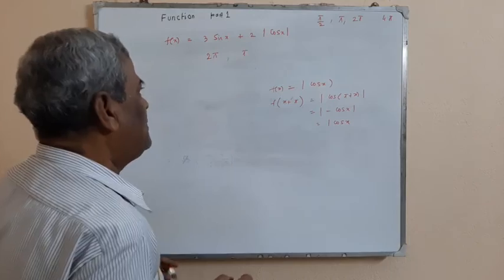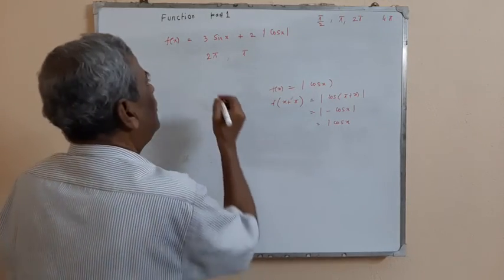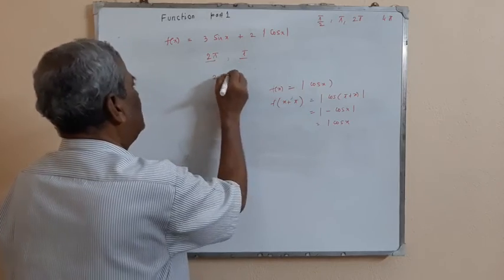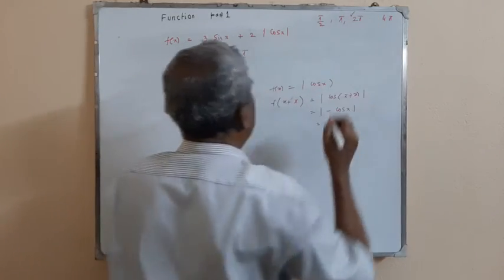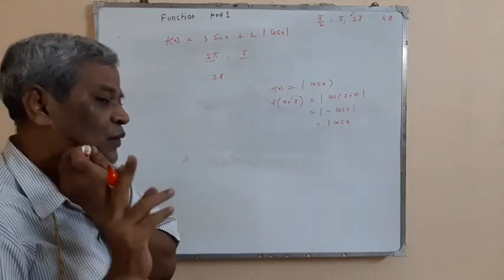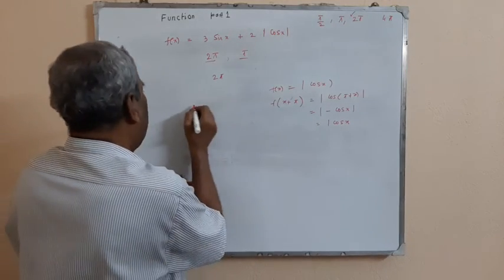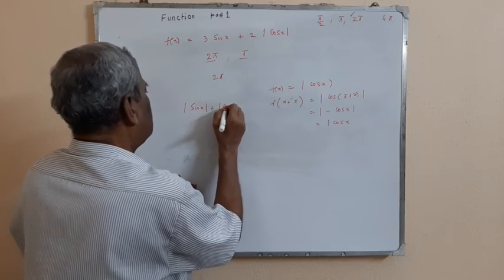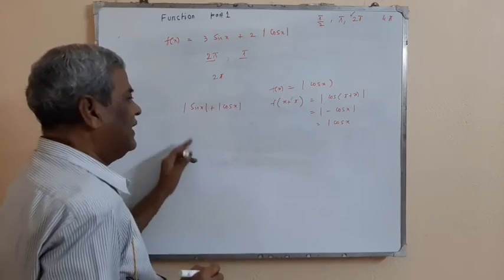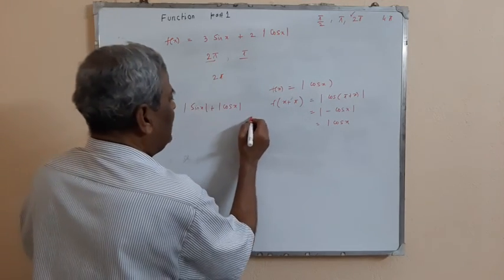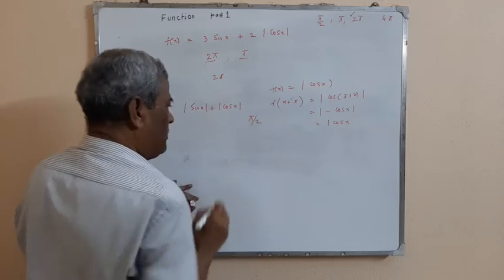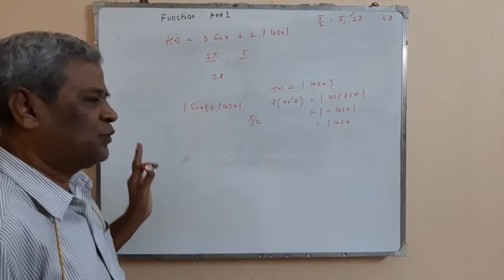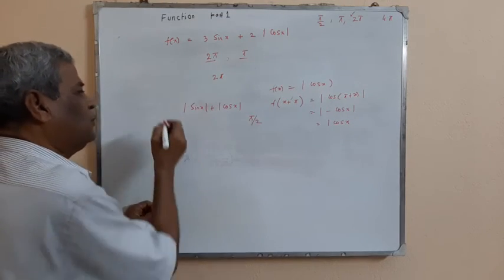Now the actual answer is the LCM of this and that, which is equal to 2 pi. So this one is the correct option, 2 pi. One important thing I tell you: mod of sin x plus mod of cos x, its period is pi by 2. Try to remember it. You have to remember it.